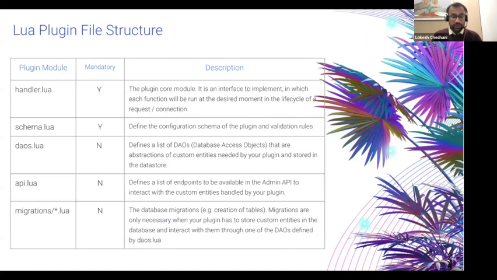The last one is migrations. Of course, if your plugin is dealing with database tables, then it needs to provide those schema files so that during bootstrap, Kong can create those database tables. So to start with, it's good to understand that the key file important to implement the plugin is handler.lua, and I'll show you in a bit what it contains when we clone this template repository.